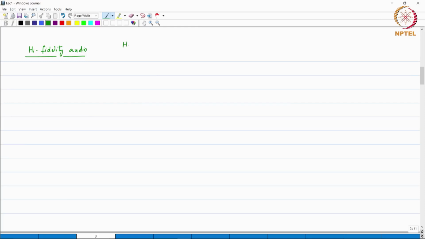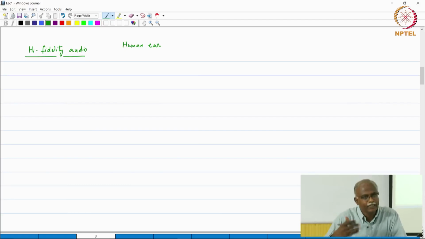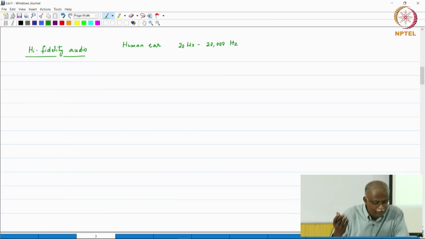The auditory range of the human ear: what is the range that your human ear is sensitive to? 20 hertz to 20 kilohertz, that is, 20 to 20,000 hertz. For most people it does not go that high, but that's more or less the range that we have. The range that we are most sensitive to is in a much lower frequency range, 2 to 5 kilohertz.